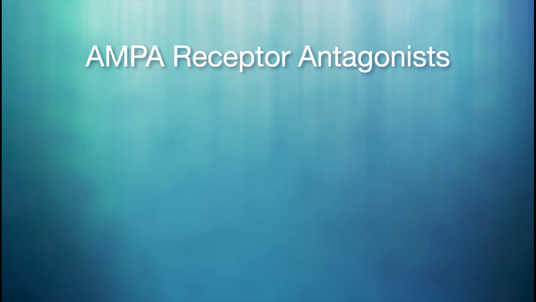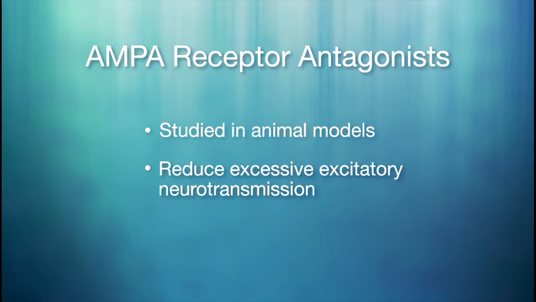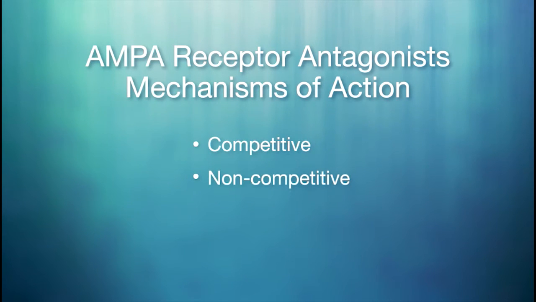AMPA receptor antagonists have been studied in many animal models of partial and generalized seizures. These compounds act on AMPA receptors to reduce excessive excitatory neurotransmission that occurs in epilepsy. AMPA receptor antagonists act mainly by 2 different mechanisms.